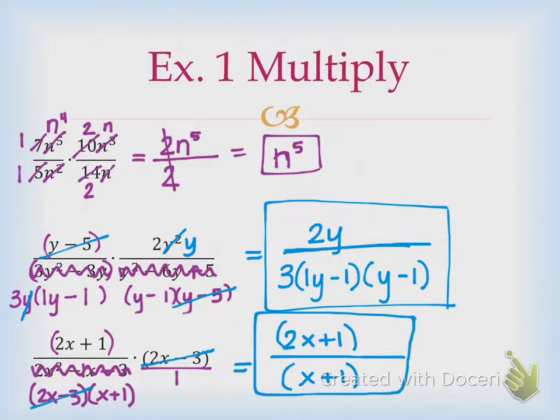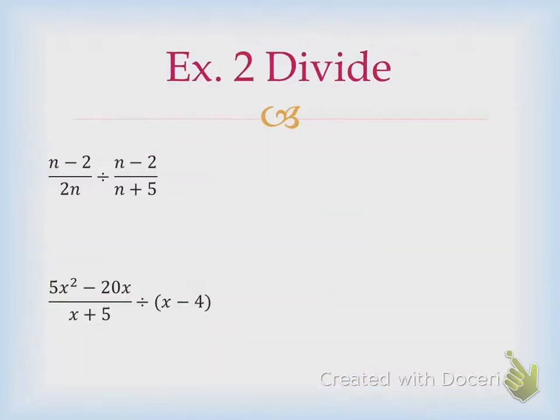That's how you multiply two fractions or two rational expressions. You simplify diagonal, then get one fraction and see if you can simplify even further. Don't forget, you're probably going to need to do a greatest common factor at some point, and you're probably going to need to factor a trinomial at some point. Okay, let's do this last example now, which is division.